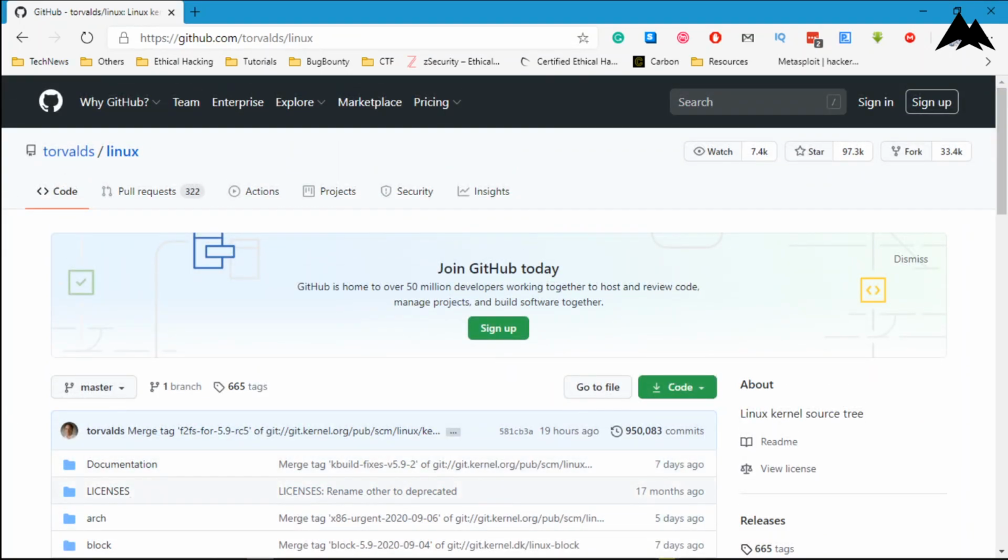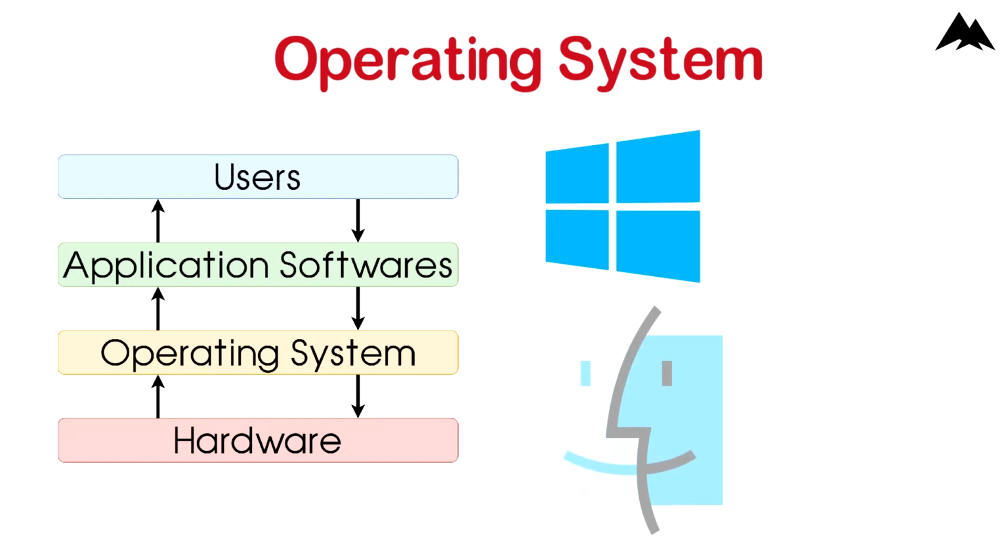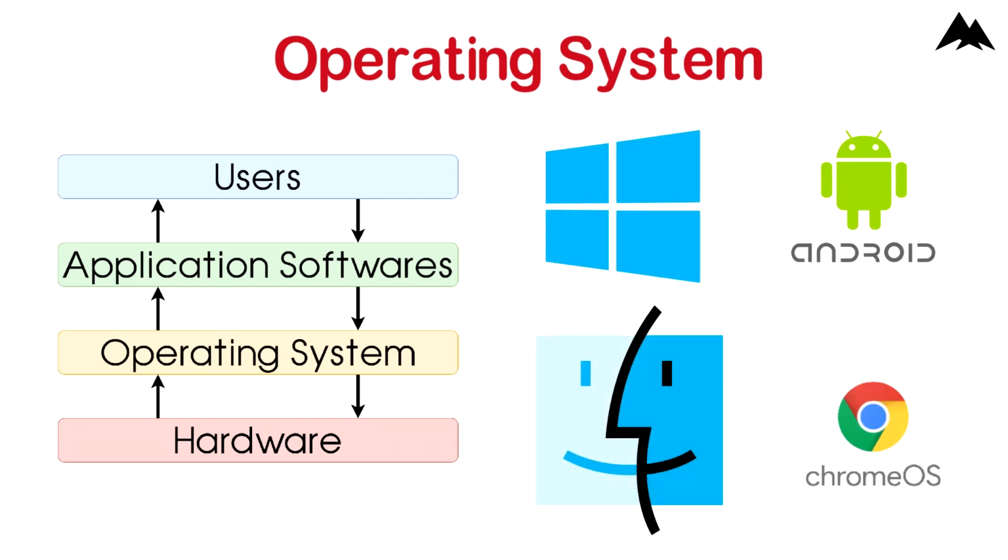So if you are new to the term operating system, it is something that a computer needs to function. It is system software that lets humans interact with hardware, manages computer hardware and software resources, and also provides services for computer programs. You might be running an operating system like Windows or Apple macOS or Android, Chrome OS.